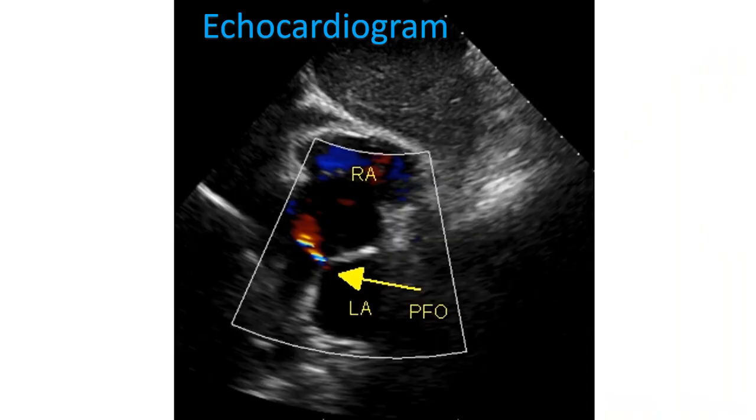PFO can be documented by ultrasound study of the heart known as echocardiogram. It will also show right to left shunting during certain types of strain, suggesting the risk of paradoxical embolism.